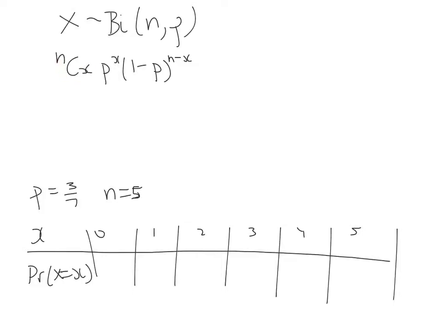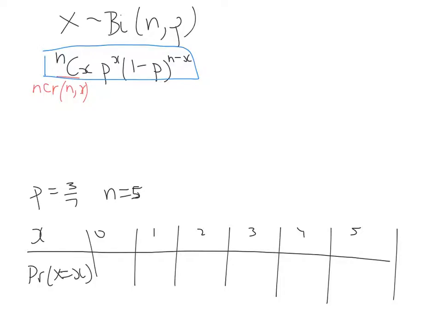This nCx tells us how many ways we can have x successes, given we're taking on n number of trials. So it could be 3 successes from 5 trials, maybe something like that. On CAS, we write this as nCr, and then in brackets n and our value for x, and that'll give us an answer.